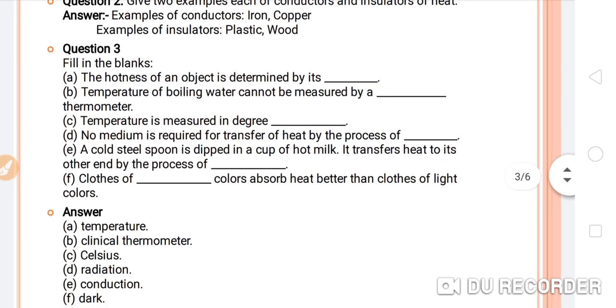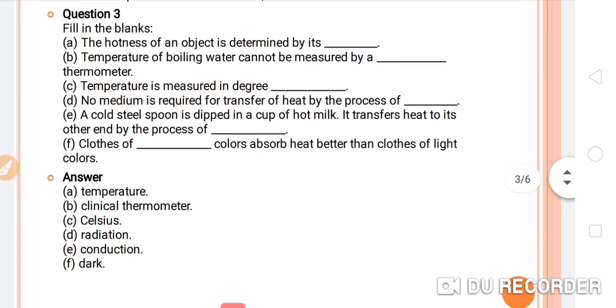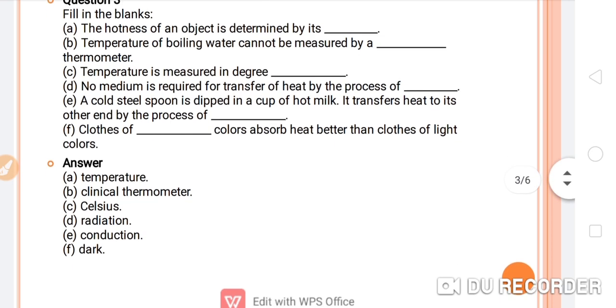Now next, question number 3, fill in the blanks. The first: the hotness of an object is determined by its temperature. So the answer will be temperature. Second: the temperature of boiling water cannot be measured by a clinical thermometer. With the help of the clinical thermometer we can measure only the body temperature, not the boiling water temperature. Is it clear? Now the third: temperature is measured in degree Celsius.